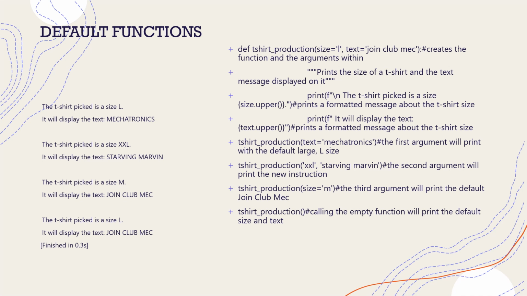And then in the next t-shirt, it's almost like the previous slide where I put in both arguments, which are the size of the t-shirt, and then Starving Marvin as the print that's going to be coming out. And the last one, instead of changing the text, I changed the size, and it'll bring in the default join club mech. And then the very final one, I called the function without any parameters, and when you do that, it'll just go to the defaults, which are large and join Club Mech.